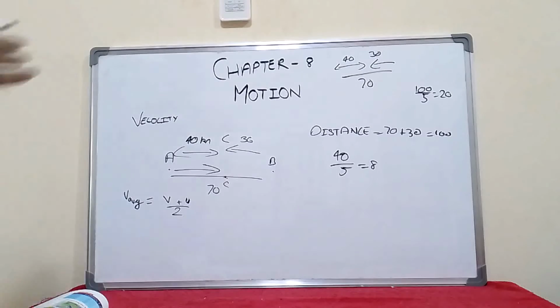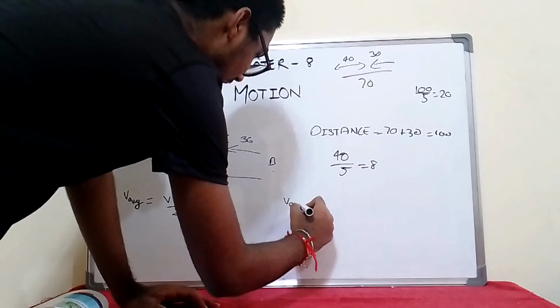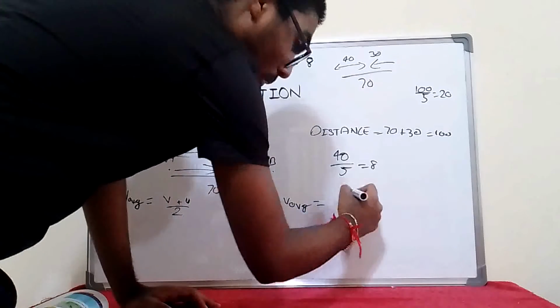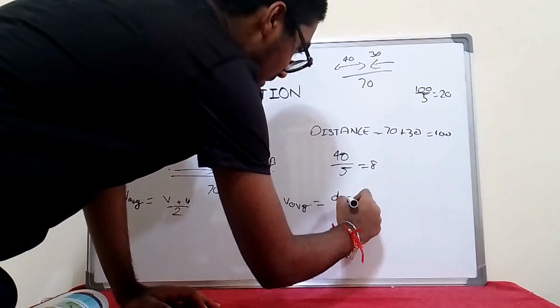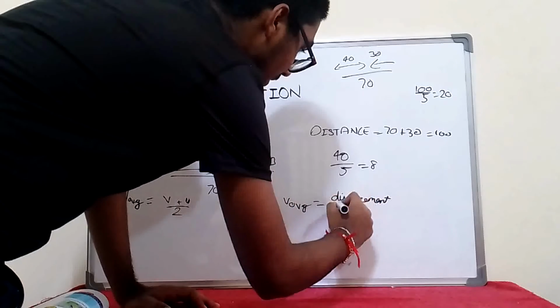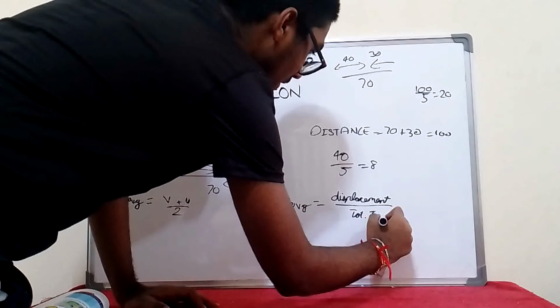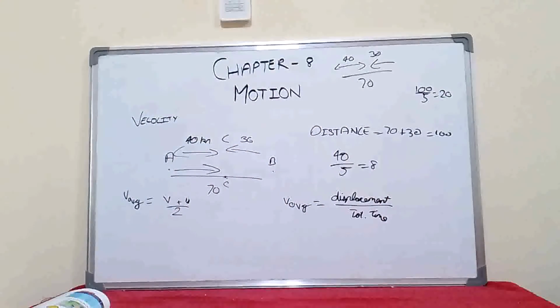Or you can also write it as v average is equal to displacement by total time. That is going to be the average velocity again. So this is what velocity is. This is a very new topic to us, and now we'll be seeing the difference between speed and velocity.